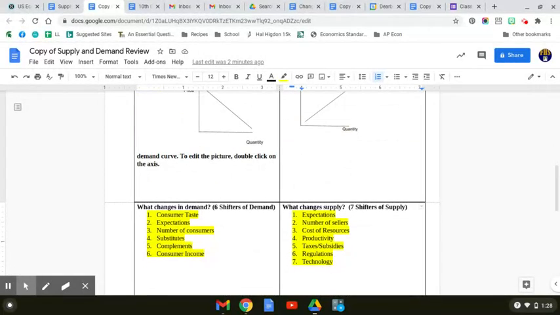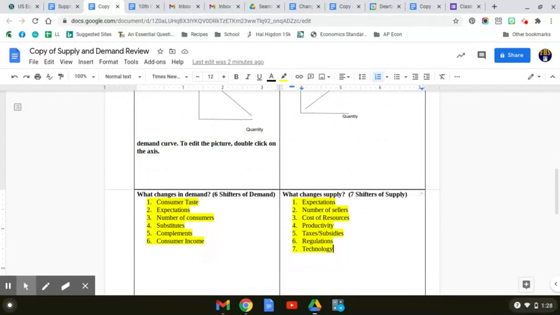And then the last part for demand were those 6 shifters of demand. So we have consumer taste. So remember, that is consumers' opinion towards a product. So for example, if they see a celebrity using a product, that is going to change consumer taste. So more people would want to buy that product.